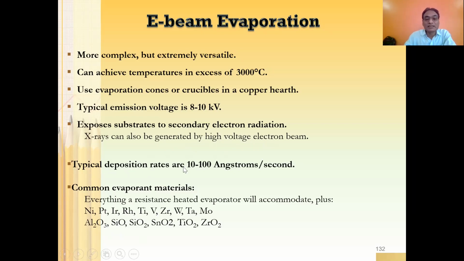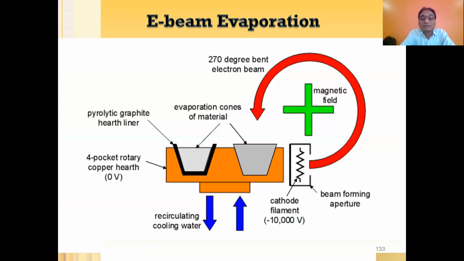The typical deposition rate is 100 to 1000 angstrom per second. So you can see it is very fast, compared to 10 to 100 angstrom per second. And these are the materials which are commonly used as evaporated materials as far as E-beam evaporation is concerned. And this is the machine. This is the schematic of the E-beam evaporation machine.